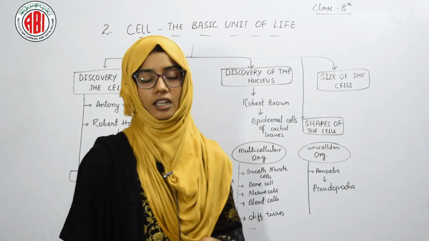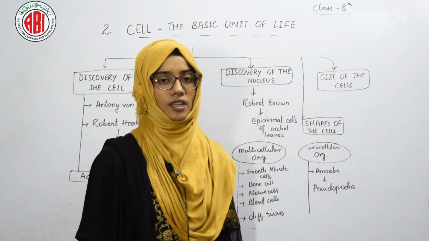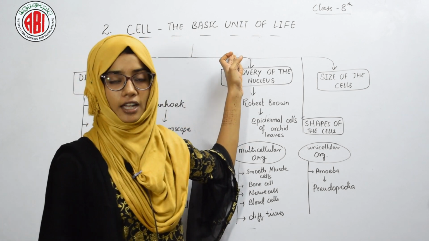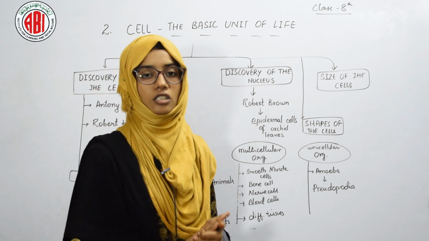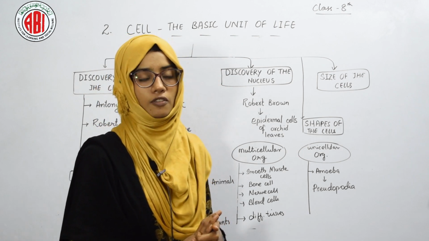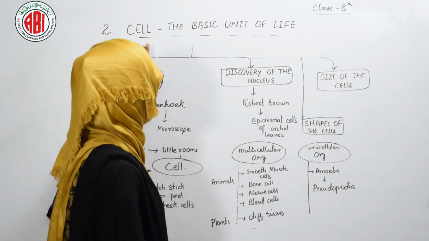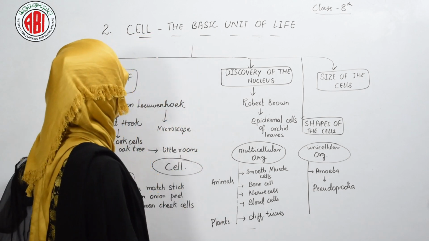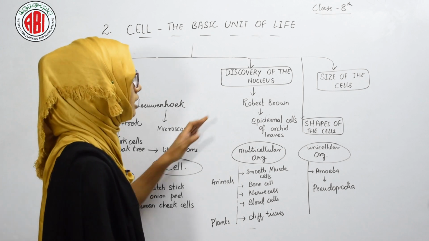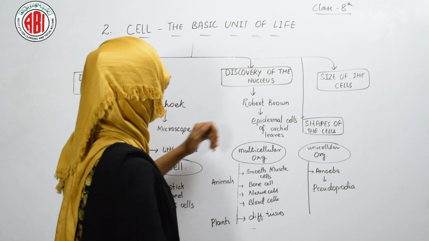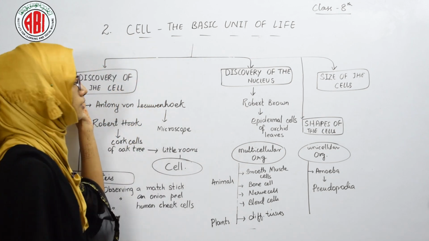Let's have a quick recapitulation of all the terms which we have learned in the lesson Cell, the basic unit of life. Cell is the basic structural and functional unit which we can see in all living organisms. Under this chapter we have learned about the discovery of the cell, discovery of the nucleus, shapes of the cells and size of the cells. So the first is discovery of the cells.